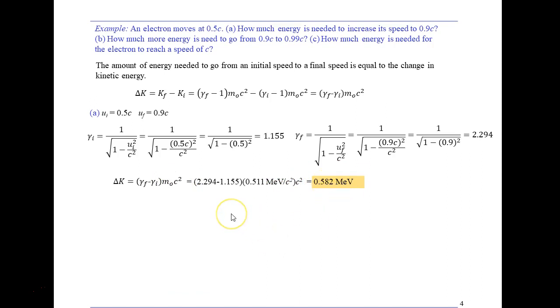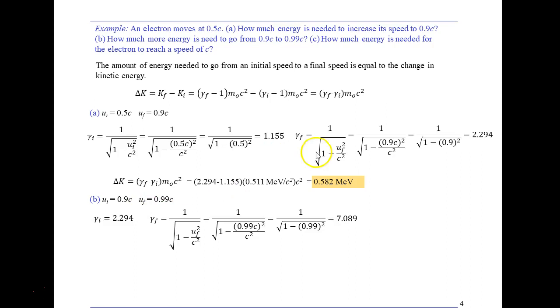Okay? Now, what about if we just want to go a little bit faster? So we're now at 0.9 c, and we just want to go up to 0.99 c. Well, you might see where this is going. Because of how the gamma factor increases dramatically as the speed approaches the speed of light, it turns out that the difference between the two gamma factors, and we're doing this problem just like we did A, is greater than it was in A.